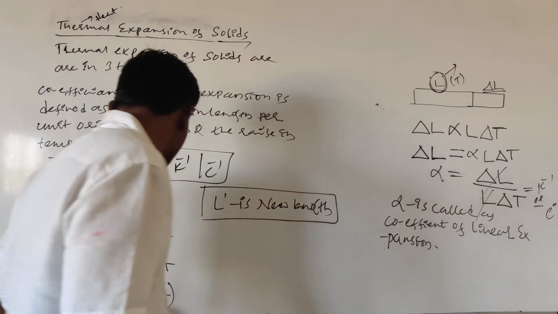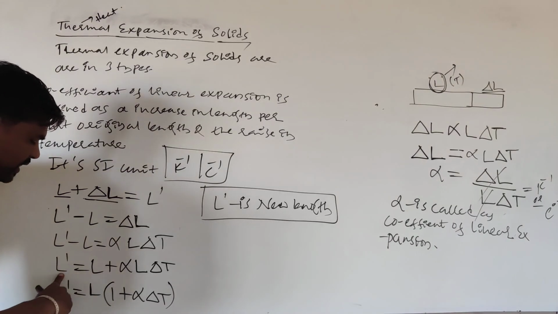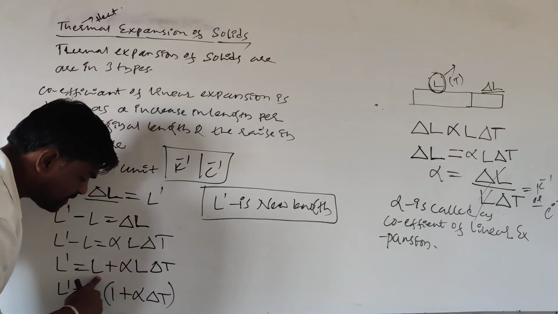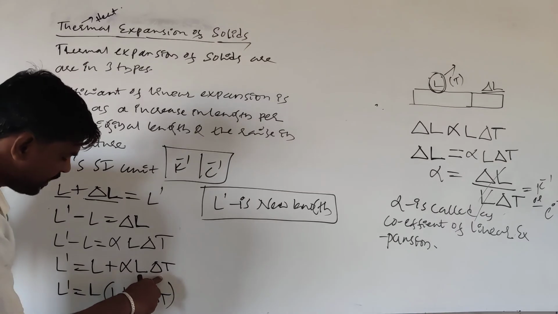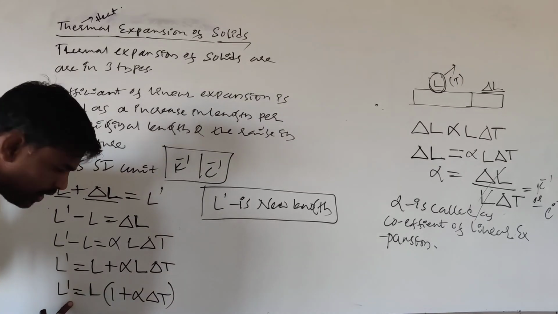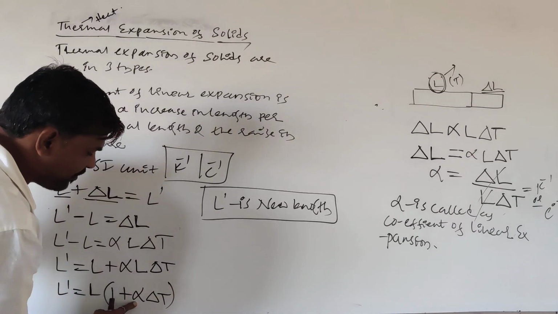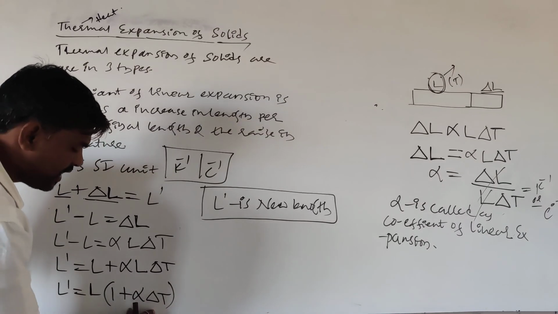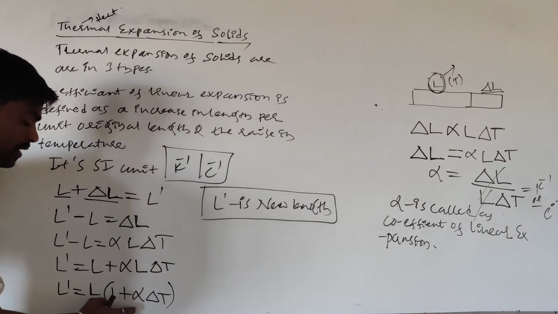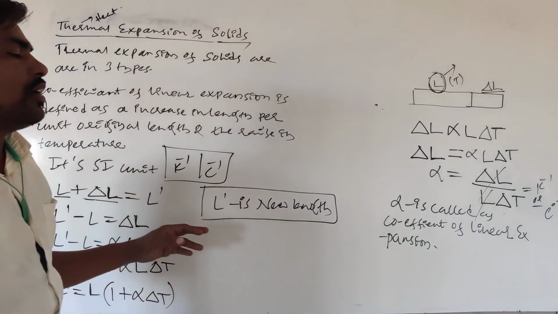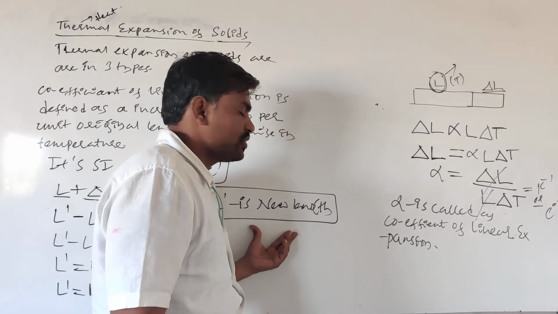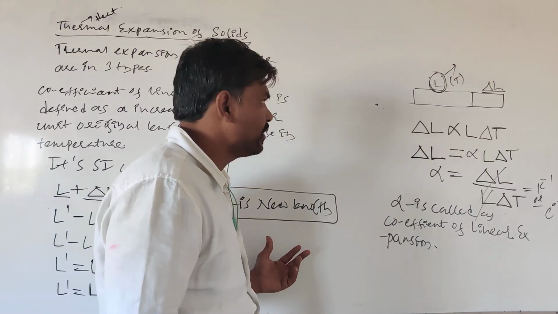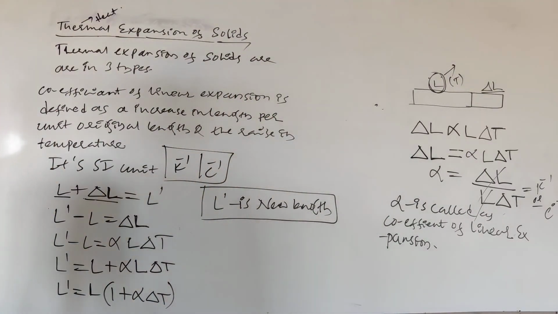Right? So L dash is equal to, once again, minus L and plus L, plus alpha L del T. So L is common, the original L. So 1 plus alpha del T. It gives how much has changed when the temperature changed. Then I am going to get the new length, right? So this is the linear expansion, you should know this, right?